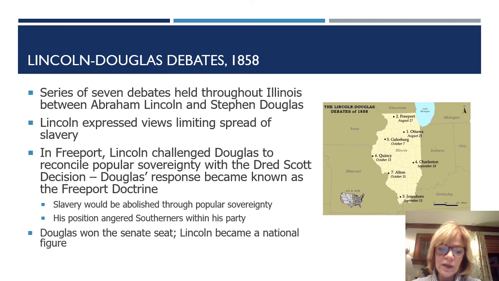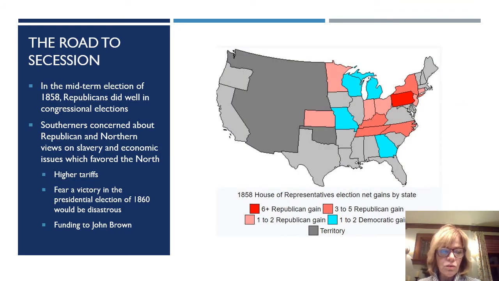Now, Douglas wins the Senate seat, as probably Lincoln knew that he would, because he was chosen by the state legislators who were Democrat. All right, so then the road to secession, if you look at this at the midterm in 1858, the Republicans is this brand new party. They just came around in 1856, sort of. They win all these seats in the House, right?